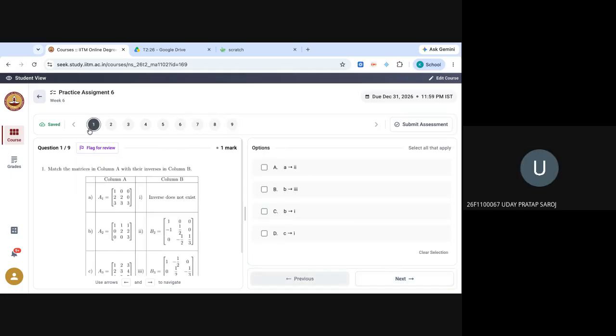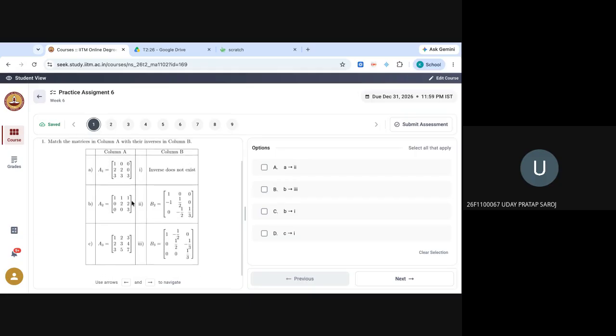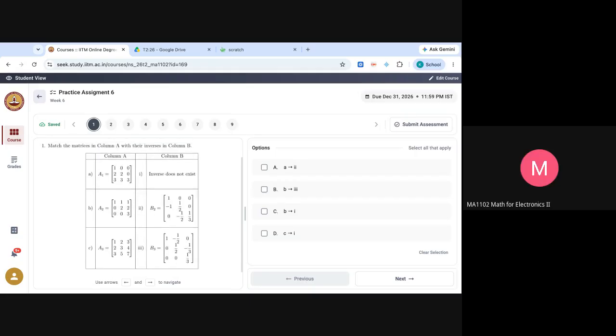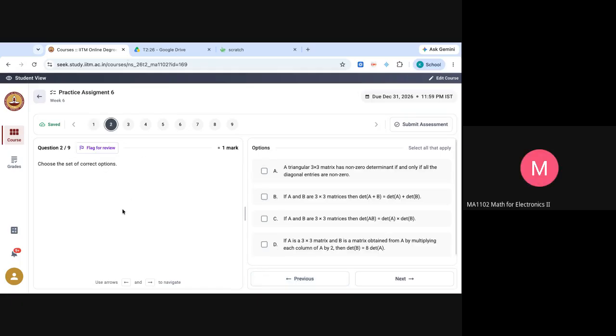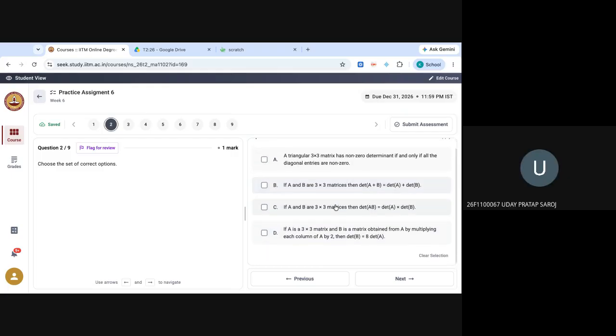Yeah, if it's fair game, maybe we can pick up some of the questions. This is boring, let's skip this. 1, 2, 3, 4. I think the first few questions will probably be easier also. This might be interesting. Choose the set of correct options. So a triangular 3 cross 3 matrix. I think again a properties-based question.